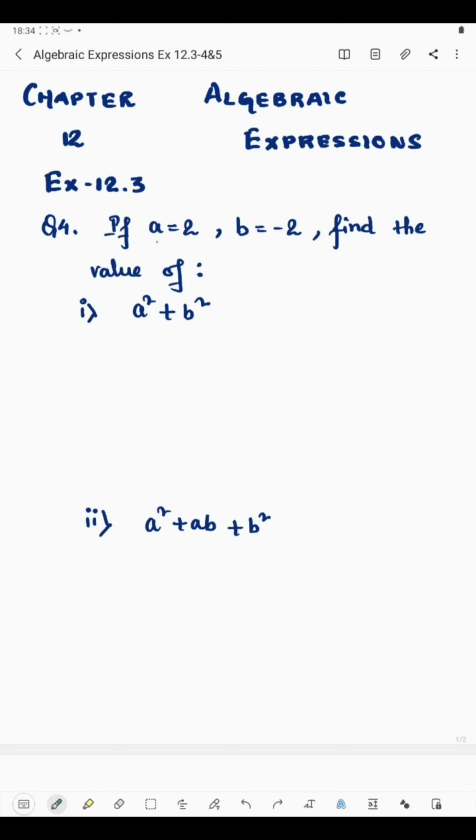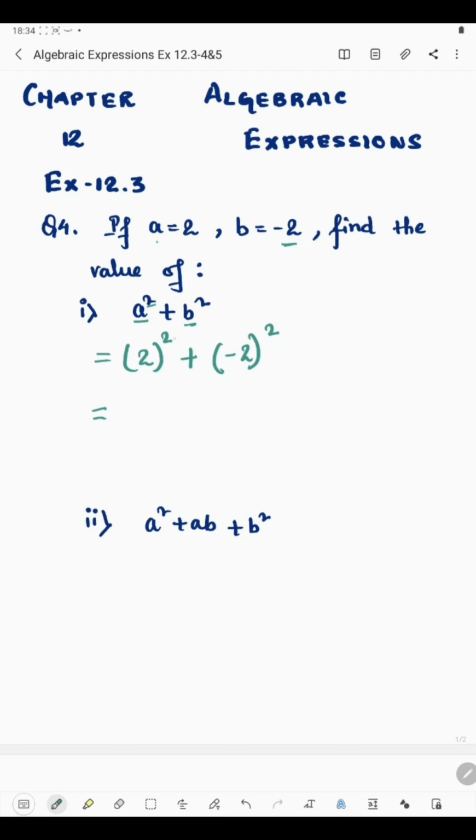In the first part we have a square plus b square. Here, in place of the variables a and b, we will put the values of a and b to get the value of this expression. So here a is 2, so in place of a we'll put 2 and the power is 2, plus b is minus 2, so we'll put this and the power is 2.